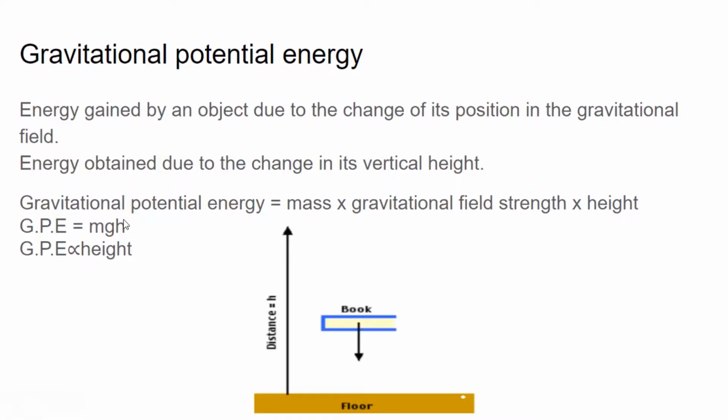Its formula is gravitational potential energy equals mass times gravitational field strength times height, or in short form mgh. And when mass and gravitational field strength are constant, it shows that gravitational potential energy is directly proportional to height.